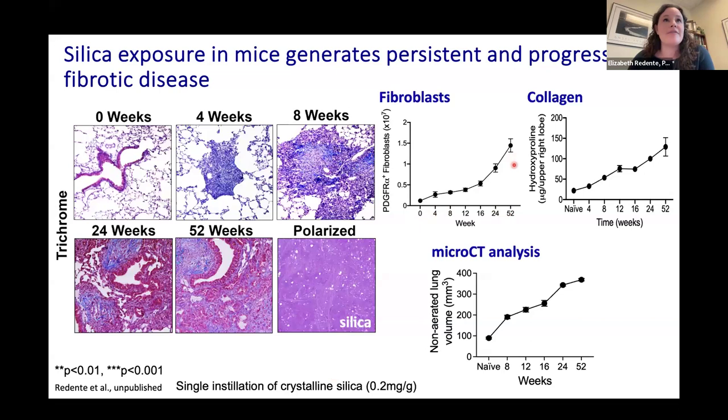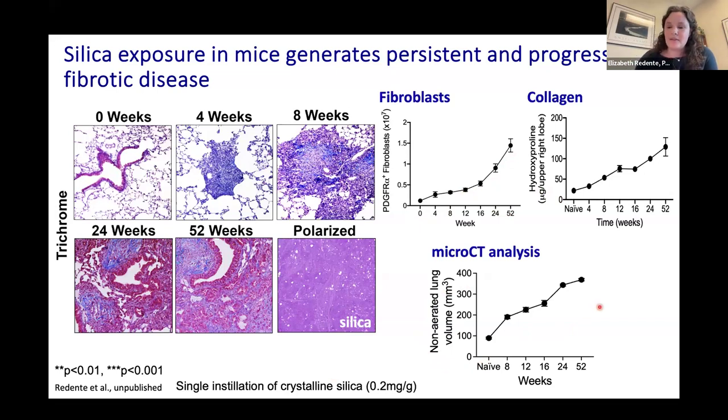So we're able to quantify our fibroblasts over time. You can see that they're just significantly continuing to increase as the fibrosis develops. Similarly, increases in collagen over time, and using our microCT analysis, monitoring the same animals longitudinally, we're able to track this non-aerated lung volume, so the opacity and the disease of the lung, showing that that also is increasing over time.